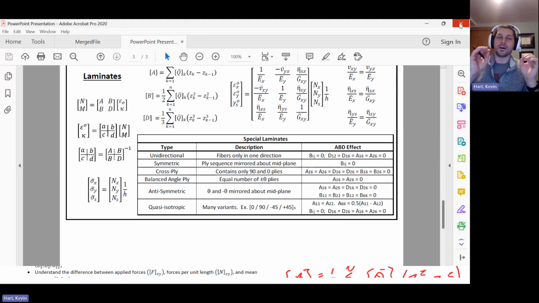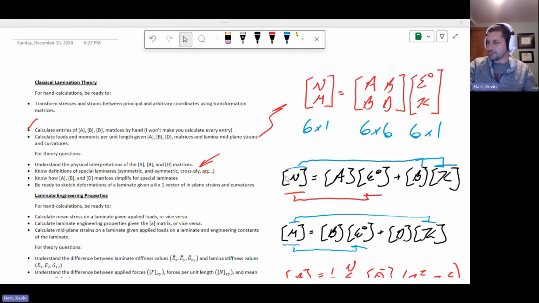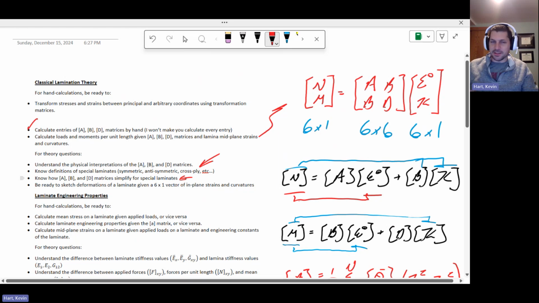if you can just say, oh, this guy is symmetric. Every B entry is zero. I don't have to do any calculation. B11 equals zero. Be on your way, right? So there you go. All right. So know your special laminates, they can be really useful. Know how these simplify for special laminates. Again, I was just talking about that, so take a look at the equation sheet.